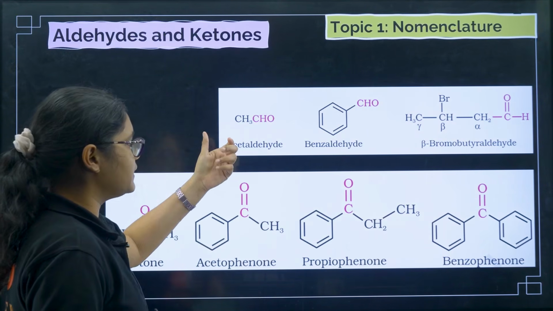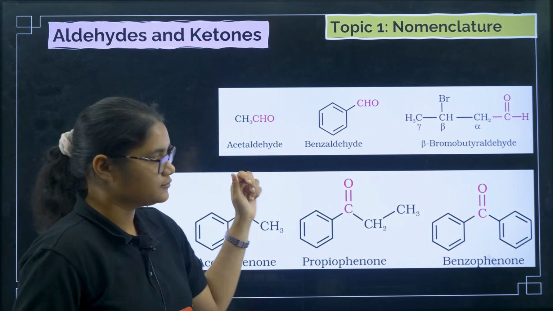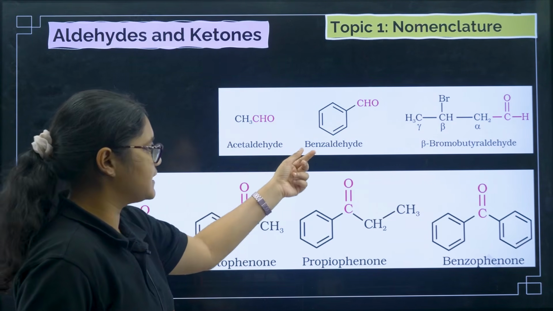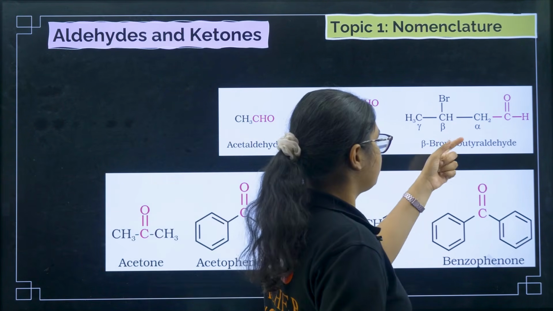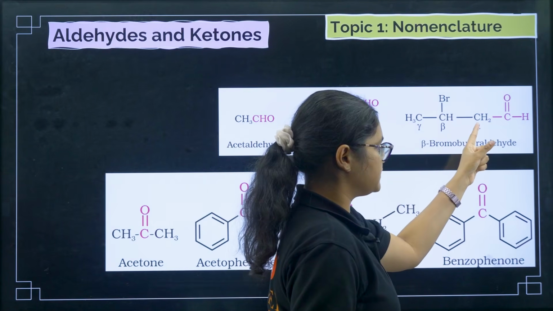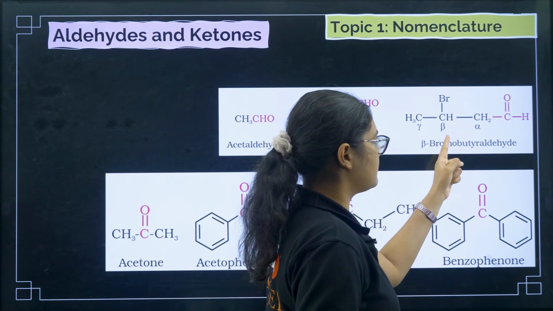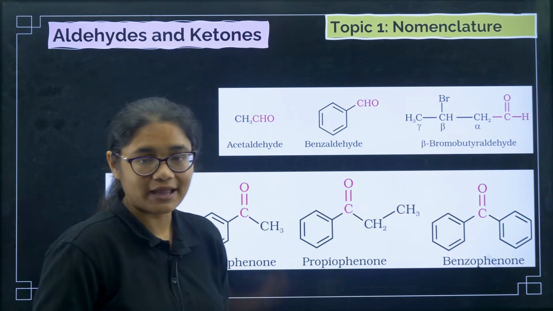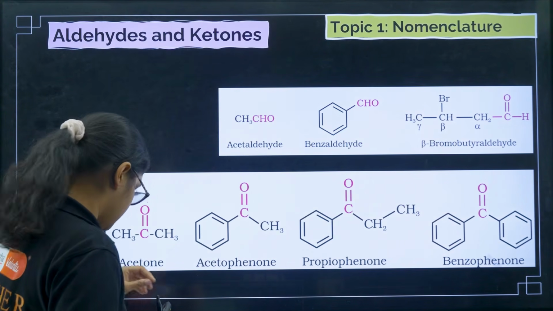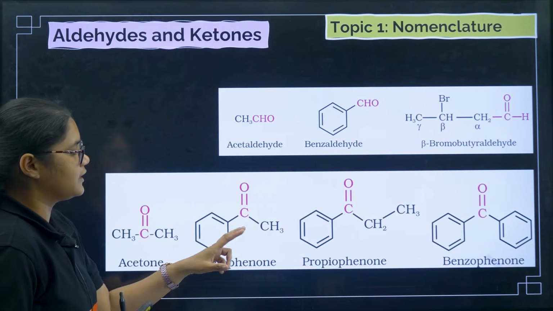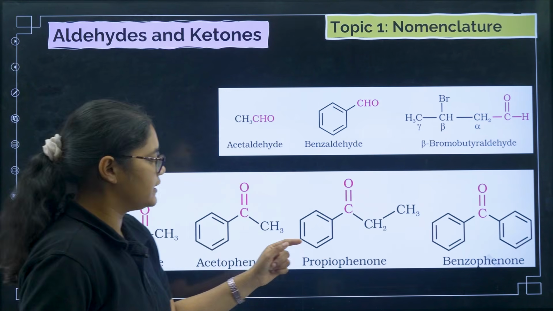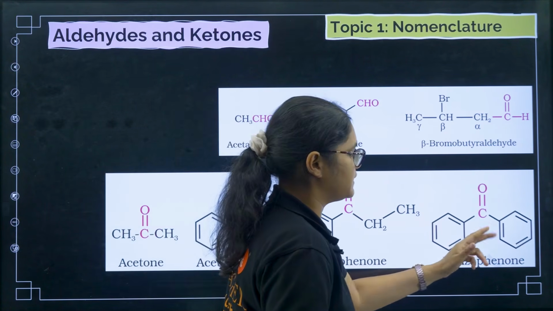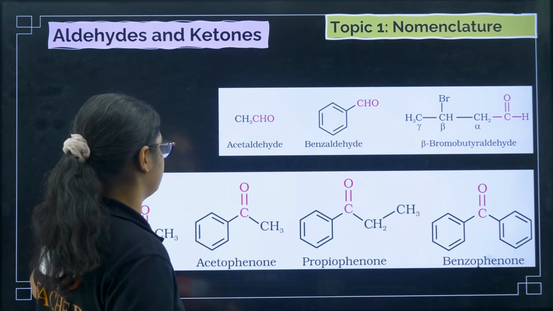The common name ends with aldehyde. For example, if 2 carbons are there, acetaldehyde. If benzene is there, benzaldehyde. If you have this carbon called alpha, then beta bromo, 1 2 3 4, butyraldehyde, you can name it. Similarly, here you have acetone, here acetophenone, here propiophenone, and this is benzophenone. These are some common names.